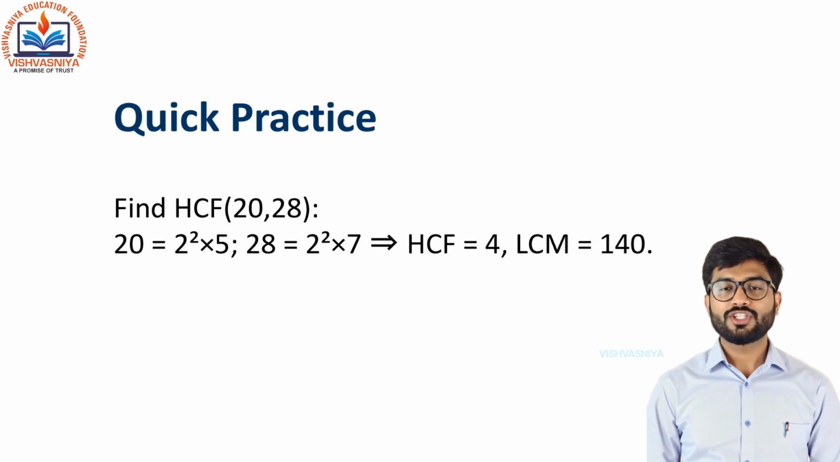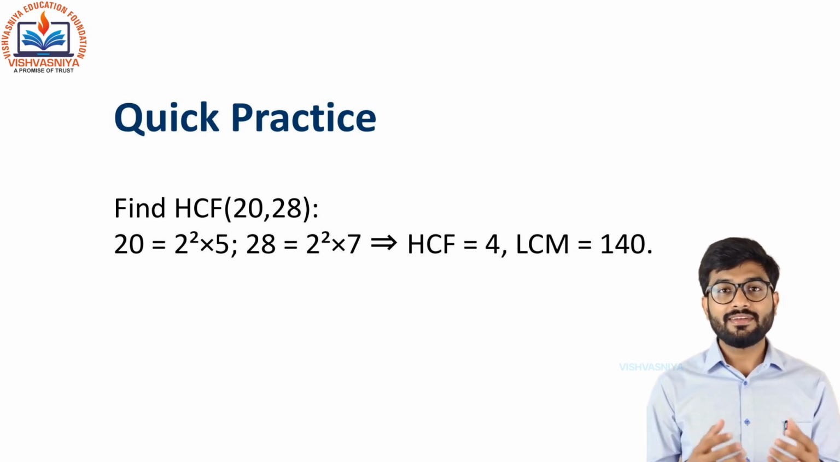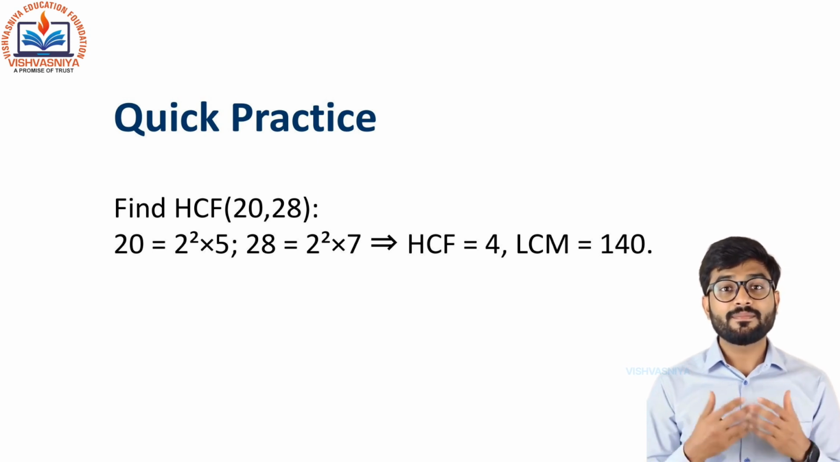Let's do a quick check. Find HCF of 20 and 28. 20 equals 2 squared into 5. 28 equals 2 squared into 7. So HCF equals 4 and LCM equals 140.